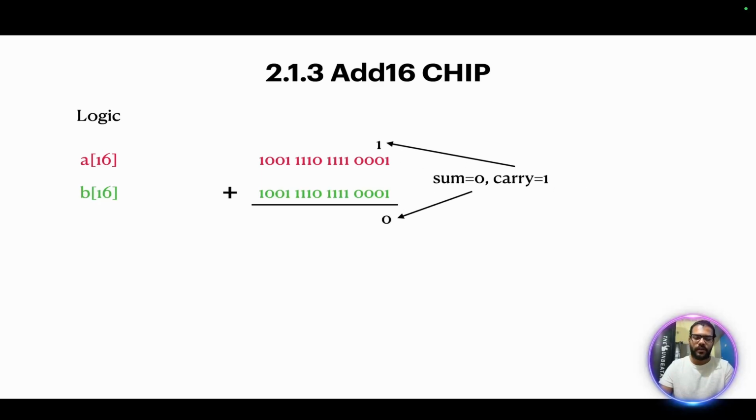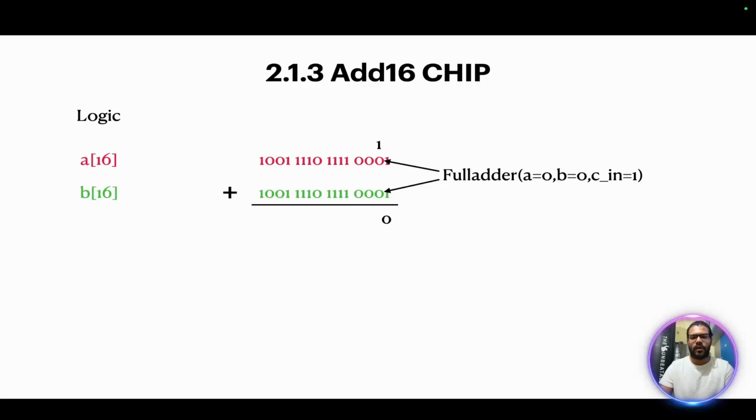So we do 0 and take the carry over to the next set of bits. Now you have three values, so we use a full adder. A is 0, B is 0 and carry in is 1. So sum is 1 and carry out is 0.